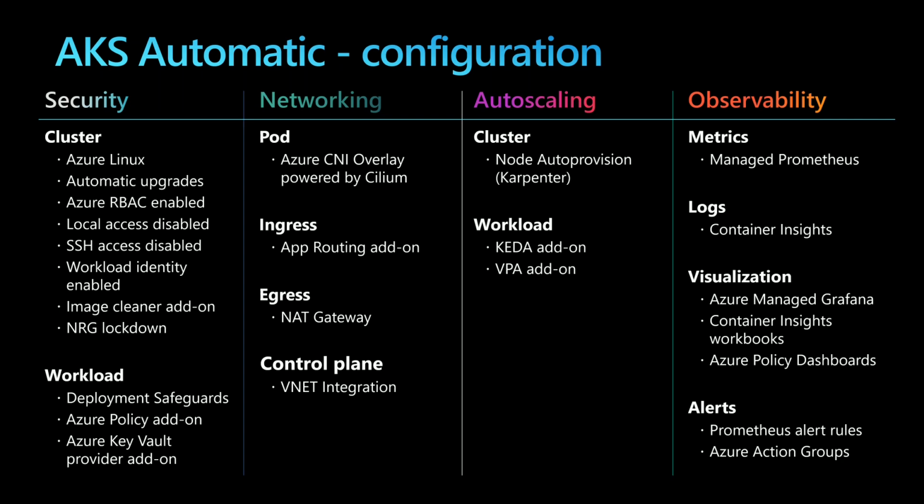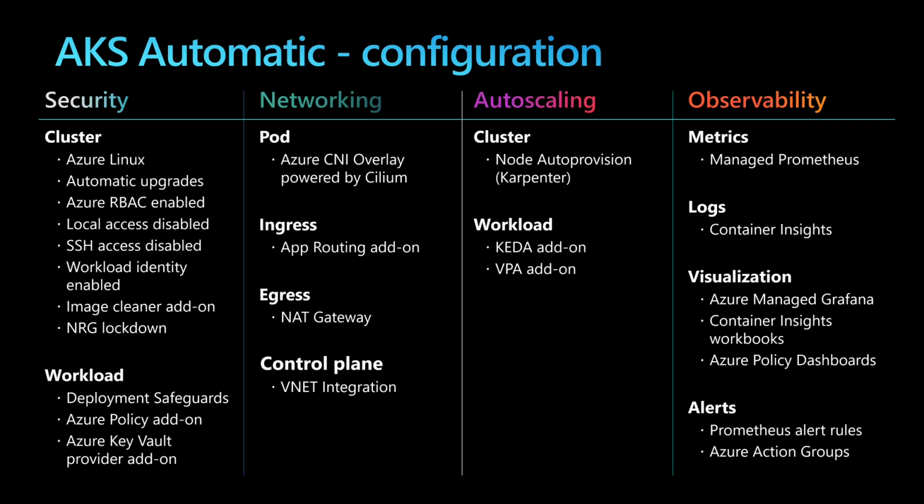Now, in terms of the auto scaling, we would have the cluster auto scaling that is available by default in AKS that will be actually replaced by node auto provision. With node auto provision, you would have Karpenter running behind the scenes. With Karpenter, you will get better scheduling for your VMs, and your cluster typically will be cheaper to run.